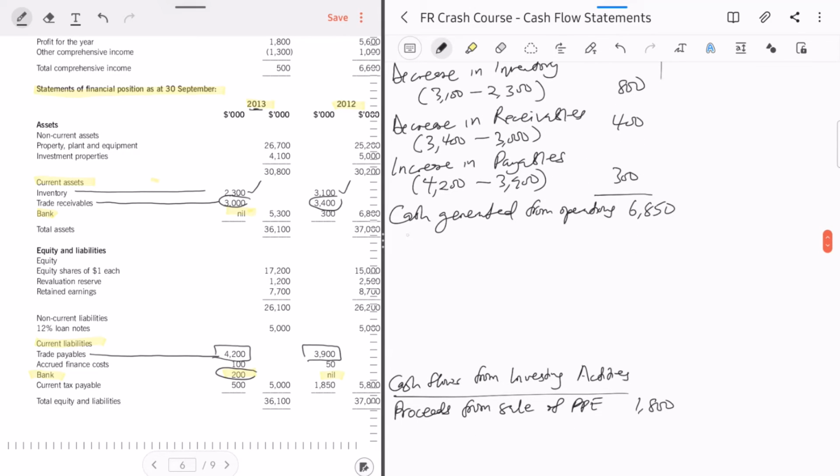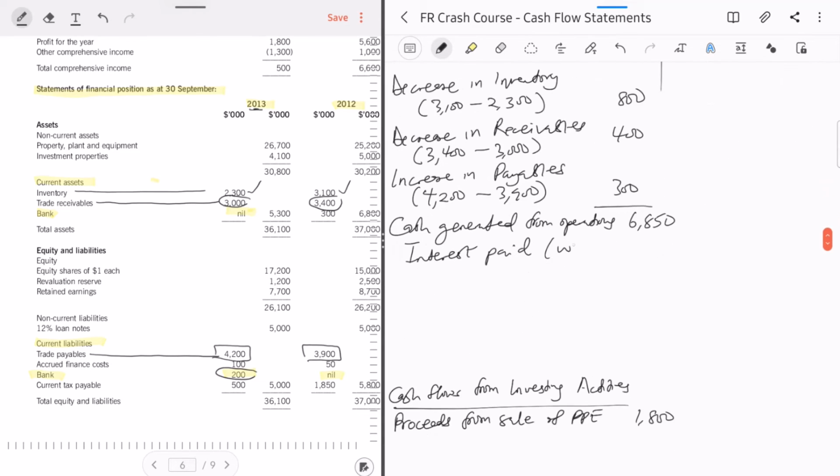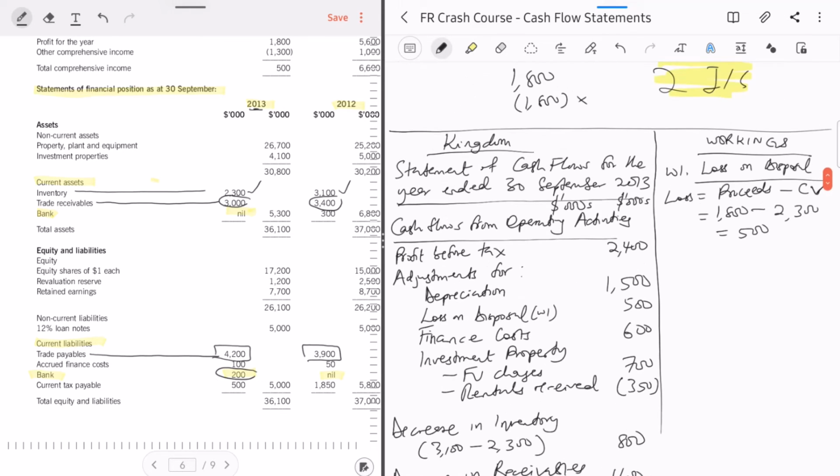So I come here, interest paid. I think that will be working what? Working 2, yeah. And then my tax paid. That will be my working 3, right? So we've not used any of our standard workings yet. No worries. We'll do that very soon for you to see. So let's find the interest paid. So my working 2 will be my interest paid.